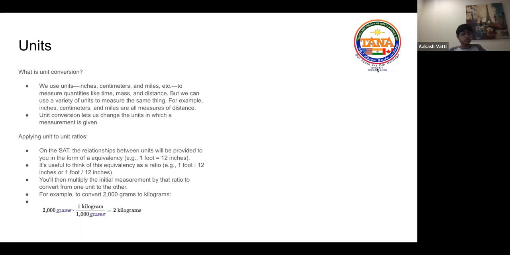So in the SAT, the relationships between units will be provided to you in the form of an equivalency. So after a question, it could say 1 foot equals 12 inches to provide you a ratio. It is useful to think of this equivalency as a ratio. For example, 1 foot is 12 inches, or 1 foot over 12 inches. Then you'll multiply the initial measurement by that ratio to convert from one unit to another. For example, to convert 2,000 grams to kilograms, you have 2,000 grams times 1 kilogram over 1,000 grams, and you'll get 2 kilograms because you're multiplying 2,000 by 1/1,000, and the grams cancel out.